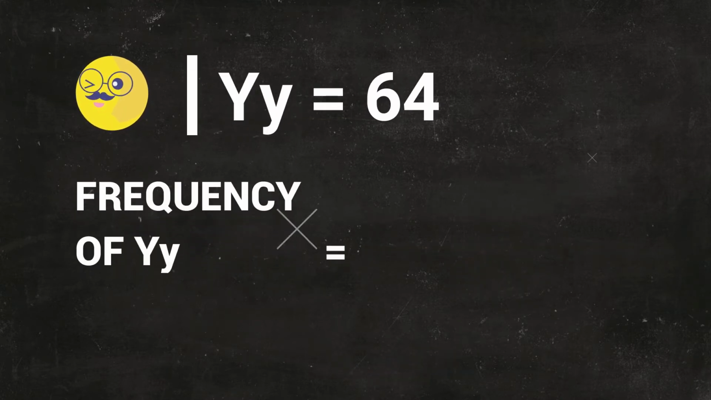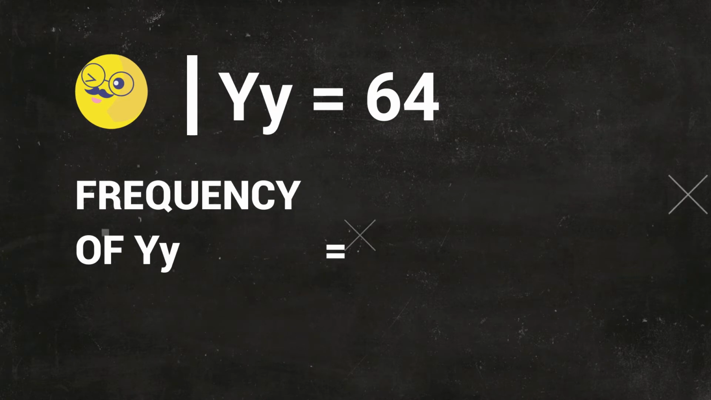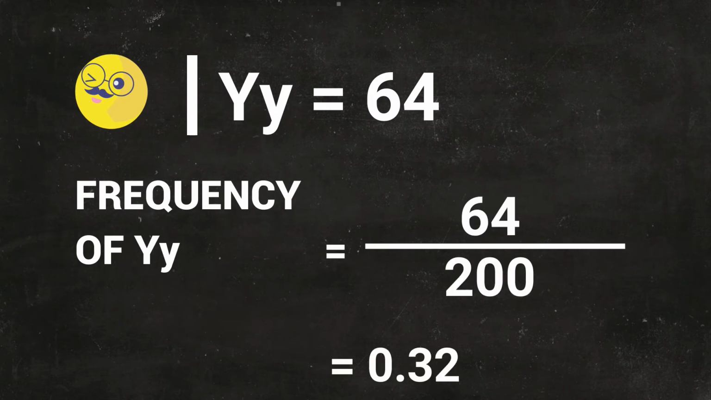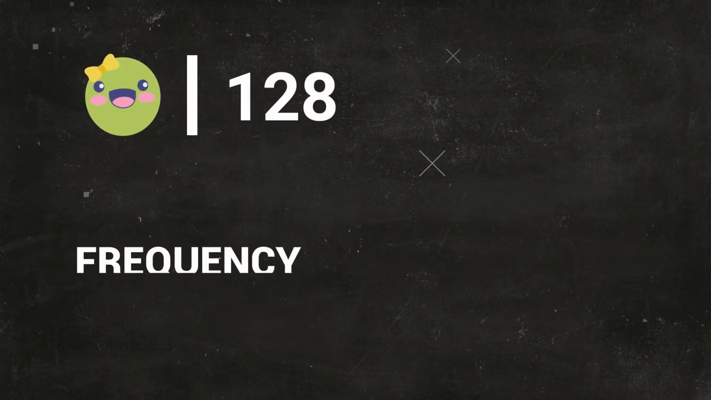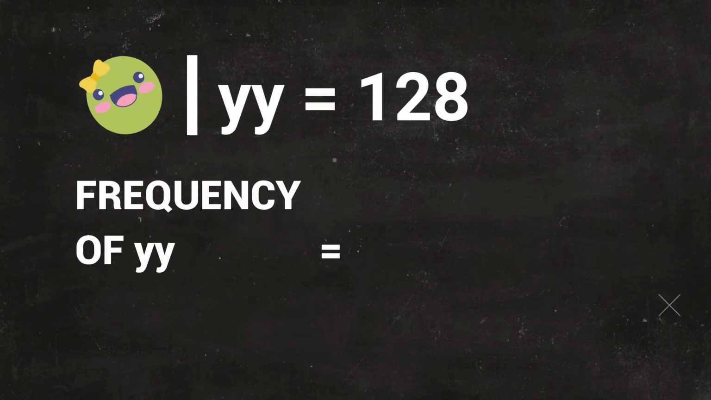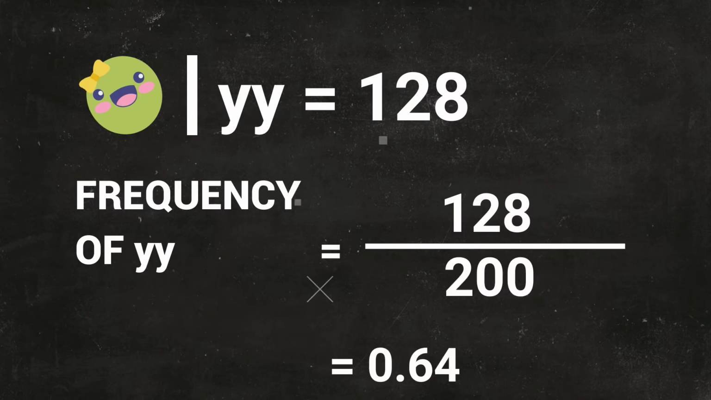Try to do the same to get the genotype frequency of heterozygous and homozygous recessive pea plants. You will have to divide the 64 heterozygous pea plants by 200, which will give you a frequency of 0.32. Finally, the genotype frequency of homozygous recessive will be 128 divided by 200, which equals 0.64.